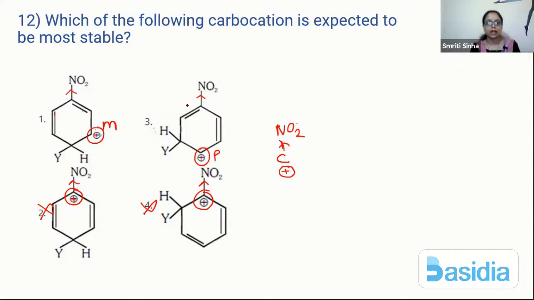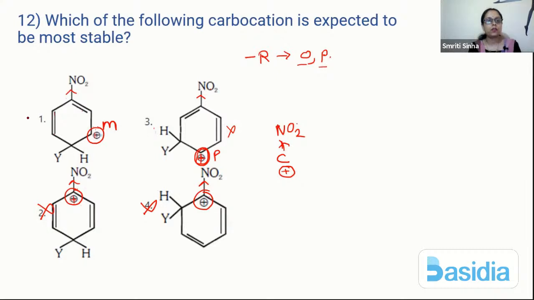So we have seen that the minus R effect only affects the ortho and para positions. Means if positive charge is present at ortho and para, and nitro is again going to affect these ortho and para positions, this carbon is already electron deficient. Now it is going to become more electron deficient due to nitro, and it will become more unstable. So this option is also ruled out.